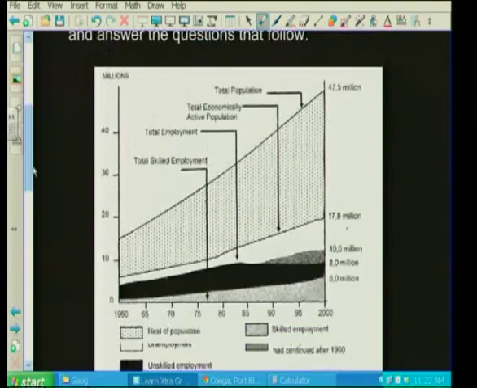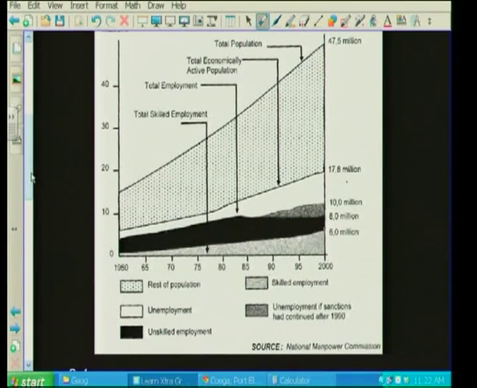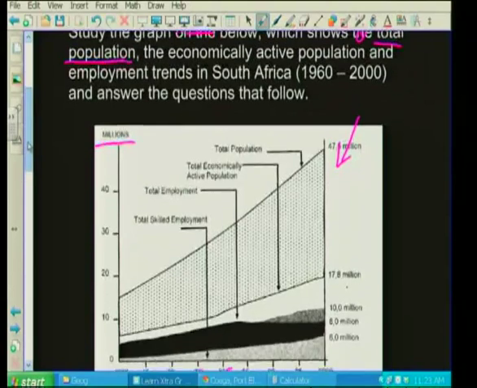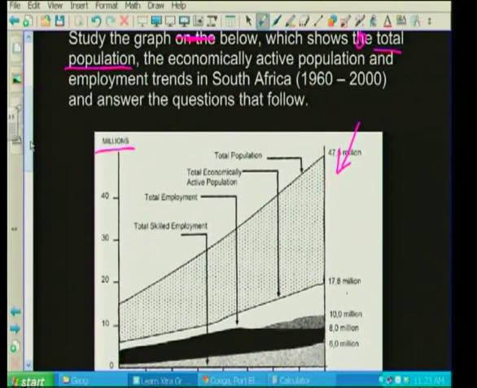Right, remember, any graph has got 2 sets of axes. Here on the bottom, you've got time from 1960 all the way across to the year 2000. And on the horizontal axes, there's 2 of them. There's one on this side and there's one over here. They're both showing numbers of people in millions of people. So that's the first thing this graph shows. It shows us how many people are in South Africa over a time period. Secondly, it also shows us the economically active population.